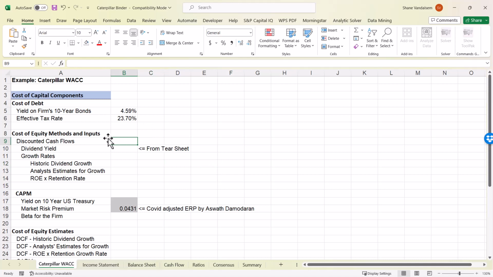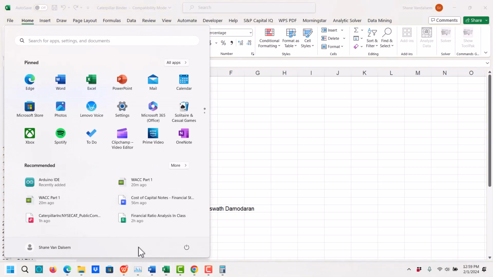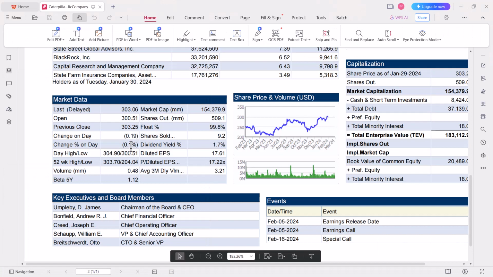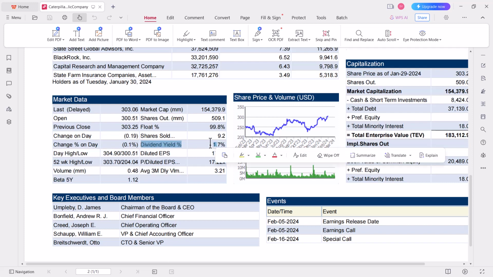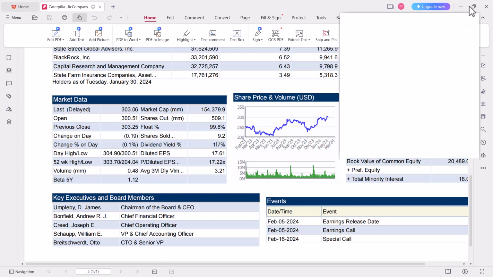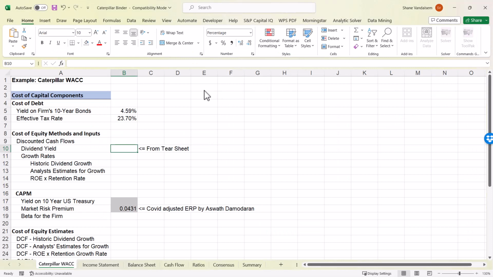So I'm right over here on B9, the cost of equity methods and inputs. So we're looking at the discounted cash flow methods, the dividend yield, and we actually saw this earlier when we looked at the tear sheet for the company. I'll just pull that up again. So the dividend yield is right here at 1.7%. So I'm going to put in here 0.017.